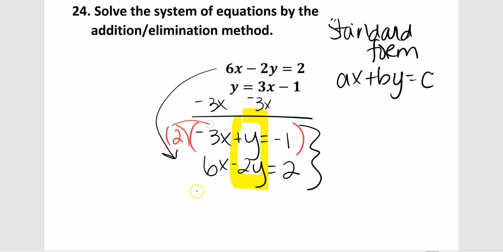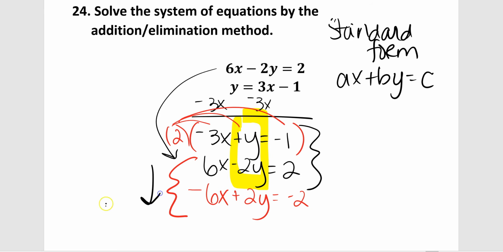2 times negative 3x is negative 6x. 2 times y is positive 2y. And 2 times negative 2 is negative 2. Now I have a new system with equivalent equations, and so now I'm going to add the equations to see what I get next.